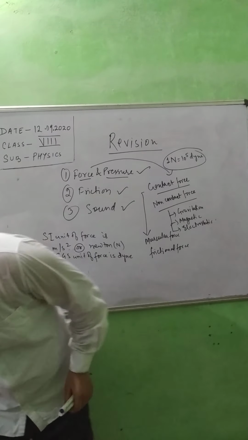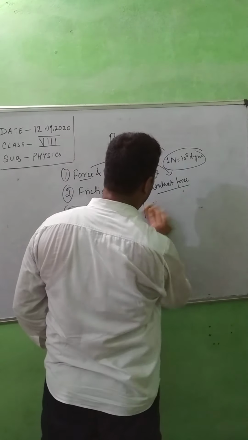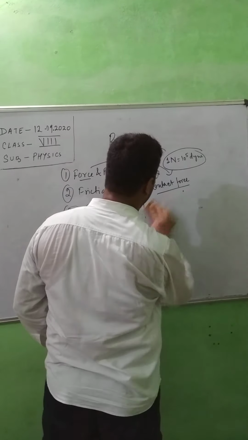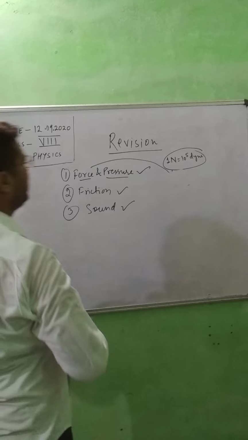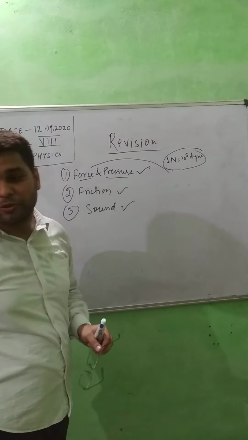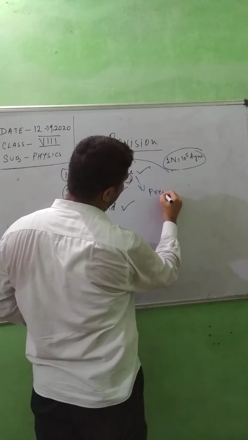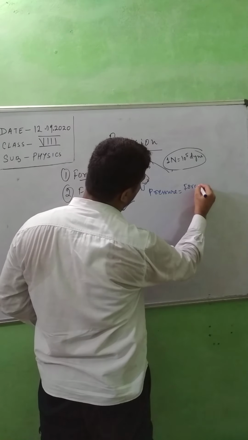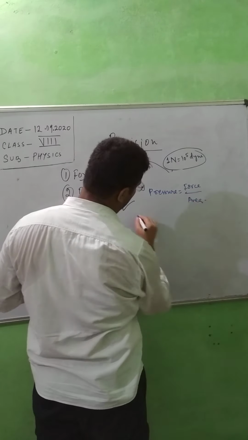Second thing, after that we have talked about pressure, and in pressure we have talked that pressure is force per unit area. Force per unit area is known as pressure, and this pressure is equal to force upon area, and the unit of pressure is Newton per meter square, or it is Pascal. In short, we write it as Pa, that is Pascal.